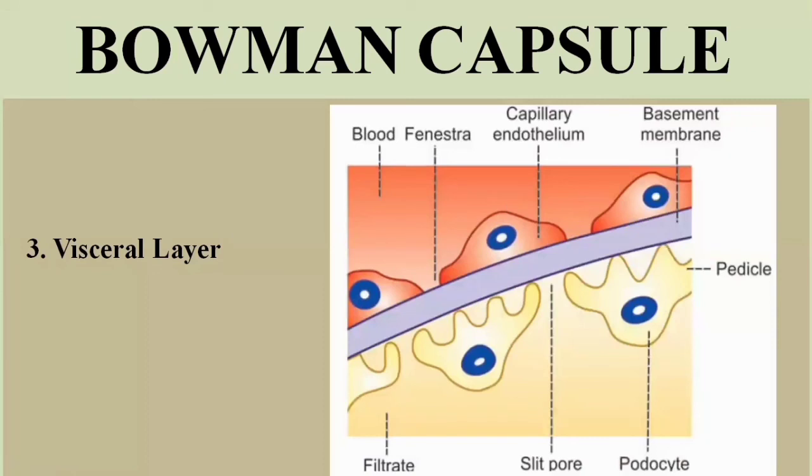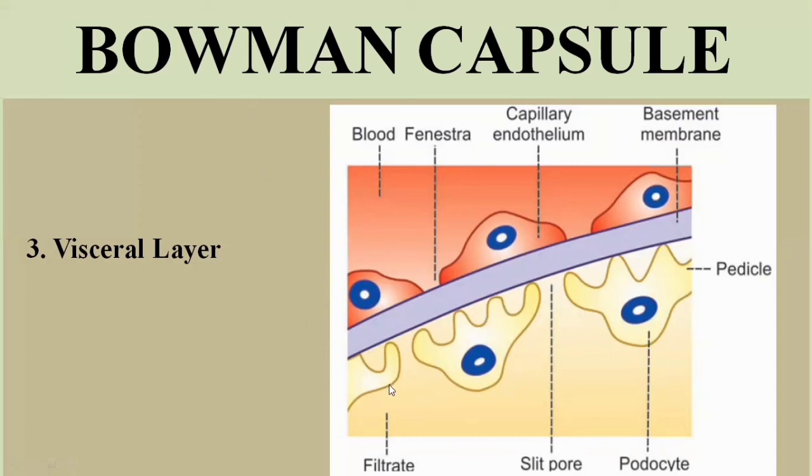This is the visceral layer of the Bowman's capsule. This visceral layer is also known as part of the filtration membrane, because three membranes are involved in the filtration of the blood. Which three membranes are involved? Two membranes are from the glomerulus: the first is the endothelium layer and the second is the basement membrane. These two are from the glomerulus. The third membrane is the visceral layer. The visceral layer is also part of the filtration membrane, but it is part of the Bowman's capsule.